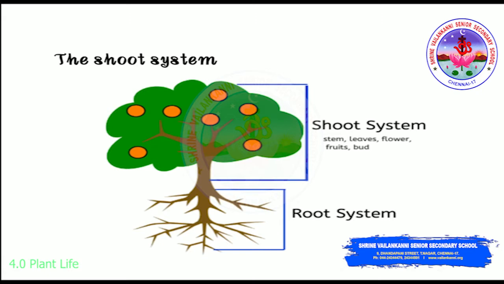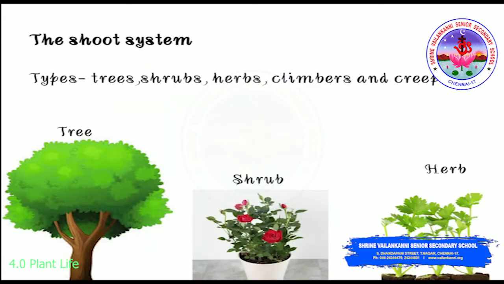Now we are going to discuss the stem that is present in the shoot system. What is the main function of the stem? The main function of the stem is for the plant to stand firmly. The next thing is to carry the water and the minerals from the roots to all the leaves. You already know the leaves prepare the food. After the leaves prepare the food, the stem will carry the food to all the parts of the plant's body.